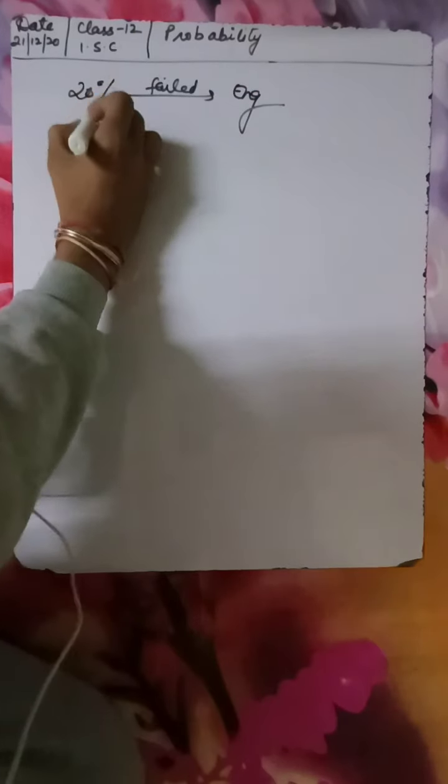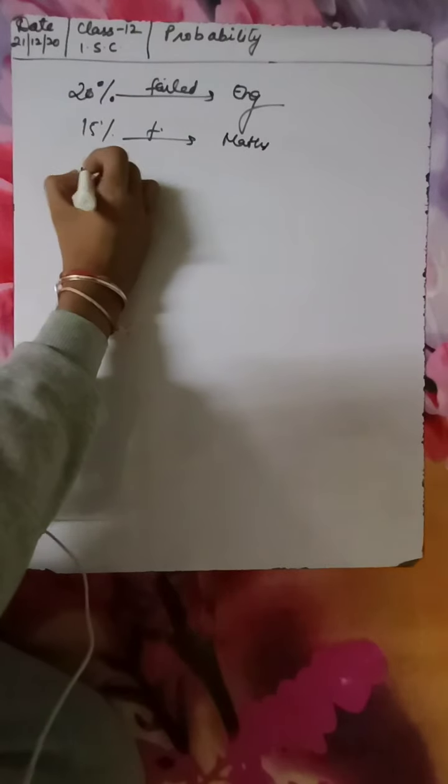Okay, so the question is: in a certain school, 20% of students failed in English, 15% of students failed in mathematics, and 10% of the students failed in both English and mathematics. Now a student is selected at random. We have to find, if he passed in English, which is the condition, what is the probability that he also passed in mathematics? Okay, so we need to find that probability.